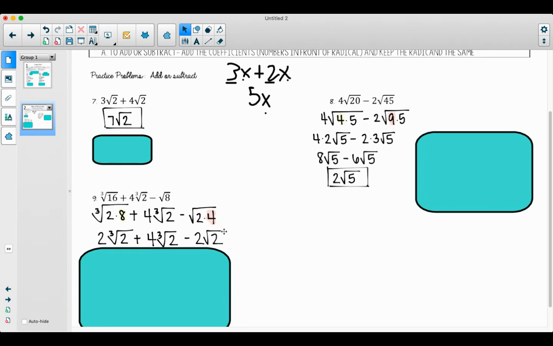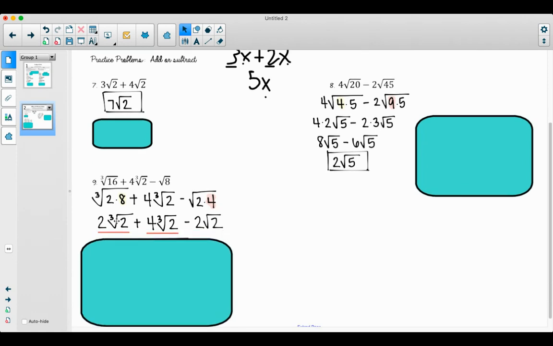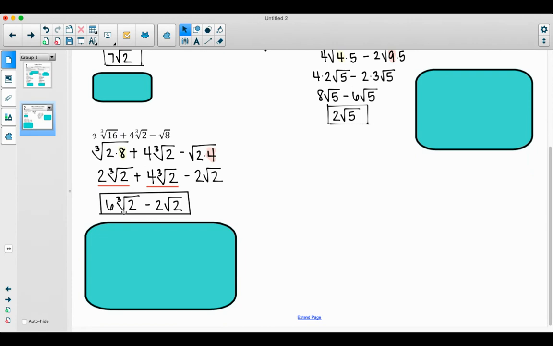I can only combine the first 2 terms because they have the same index and they have the same radicand. This last one has a different index, so it's just going to be carrying down. I can't combine it with anything. I can combine 2 and 4 to get me 6 cube root of 2 minus 2 the square root of 2.